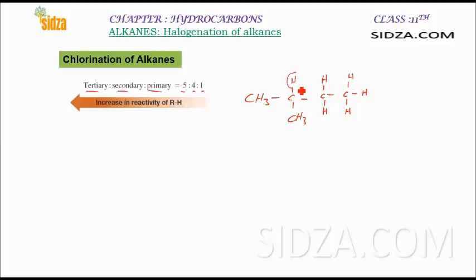Here, this is the tertiary hydrogen atom, this is the secondary one, and these three are the primary ones. So chlorination of this molecule, or any alkane, follows the order of 5:4:1. That means tertiary hydrogen is 5 times more reactive than the primary hydrogen.